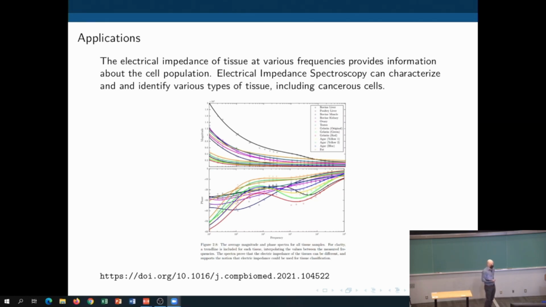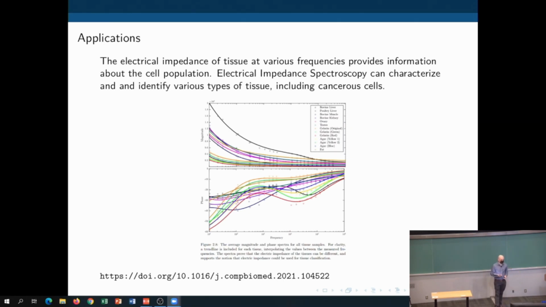Here's another application. Here we are analyzing the electrical impedance of the tissue at various frequencies. This is called electrical impedance spectroscopy. Basically what we're doing here is we're applying a current at a given frequency, and we measure the induced voltage in the tissue. And then we create these plots that will give the ratio between the input and output at various frequencies.